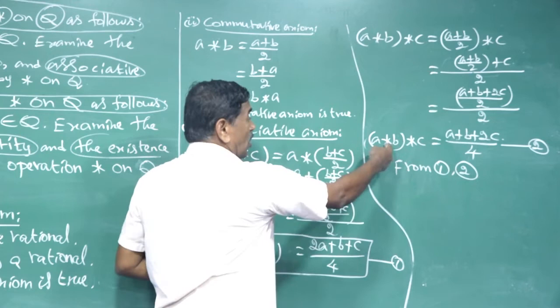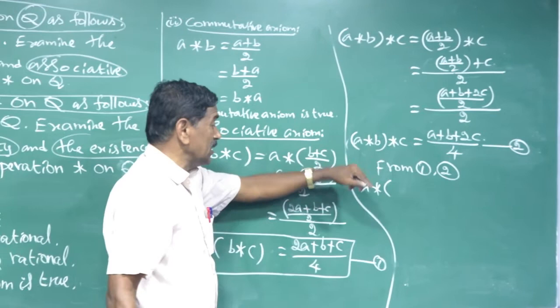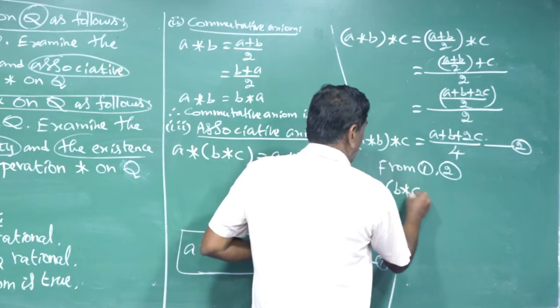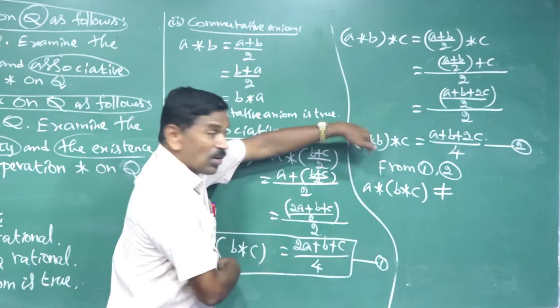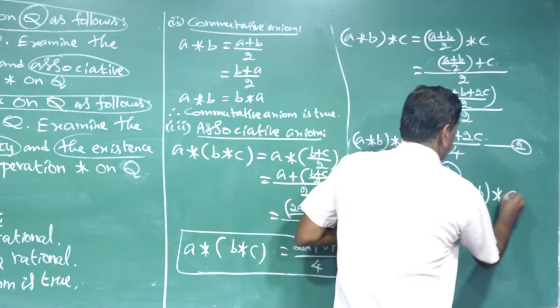So from 1 and 2 we get A star, that is LHS is not equal to LHS, because RHS are not equal. So from 1 and 2 we get A star, B star C is not equal to, okay. So these two answers are not equal, which is not equal to A star B star C. Therefore, associative axiom is not true.